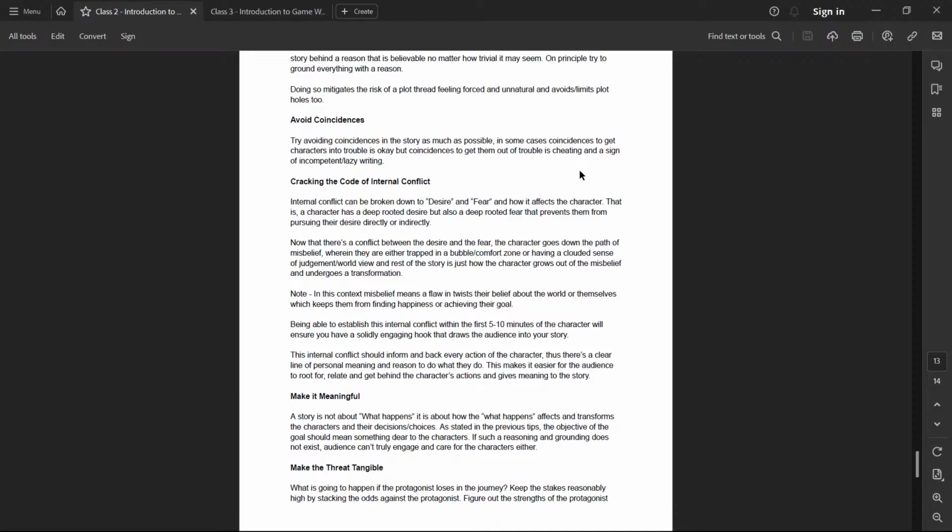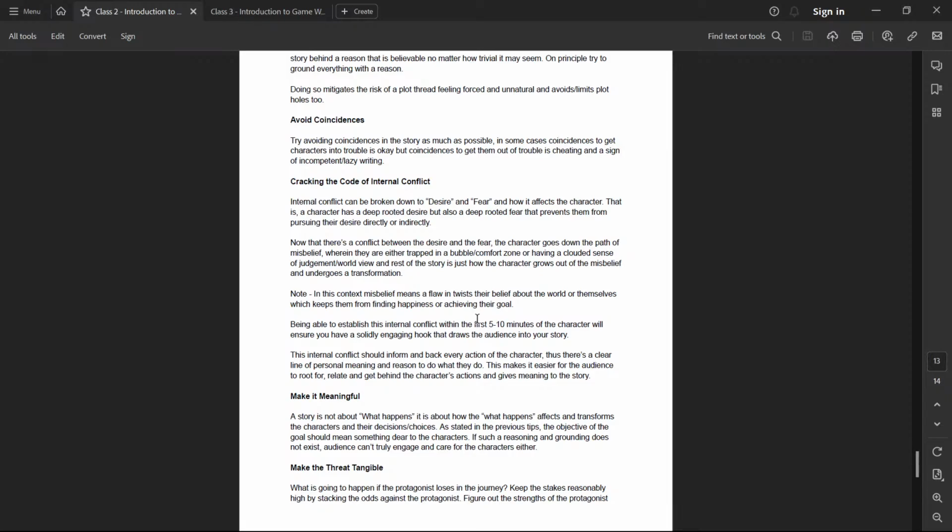He would be inside his comfort zone, and he wouldn't know how the world is. He won't be able to have a good judgment of the world because he's always in his bubble, in his comfort zone. How the character grows out of this bubble, how he comes out of this comfort zone and undergoes a transformation, this is what you should be targeting for your particular story. Being able to establish this conflict will ensure that everyone will be engaged.